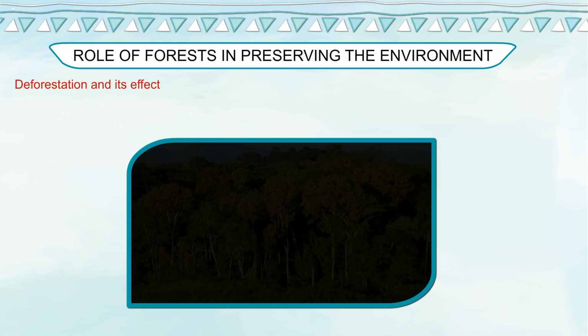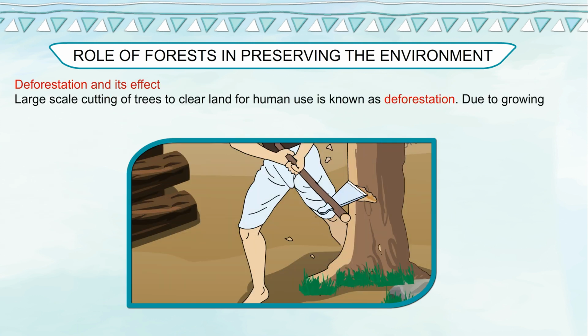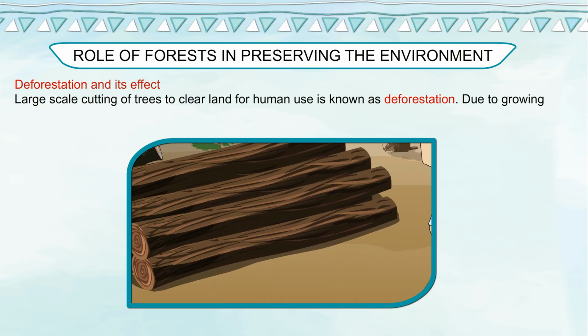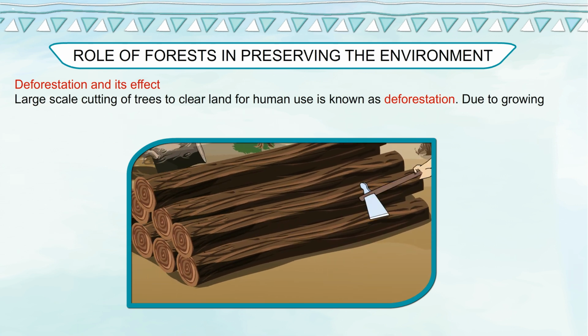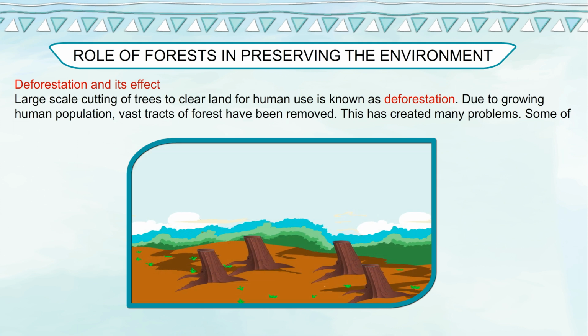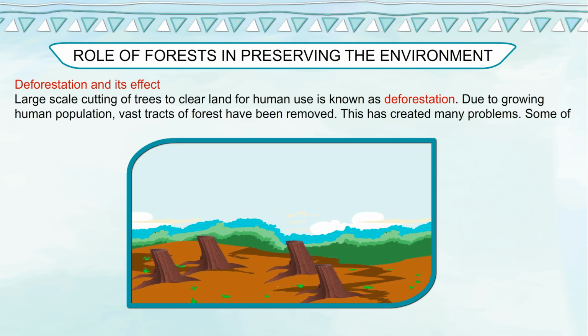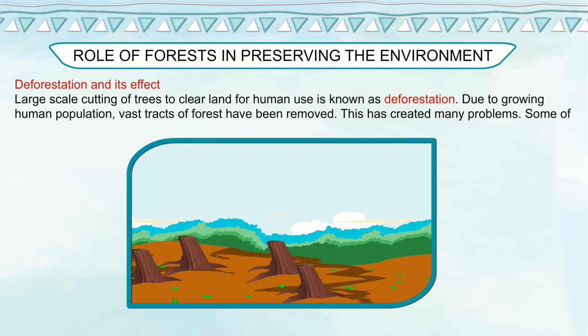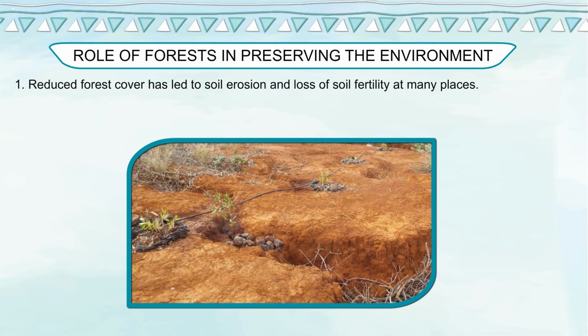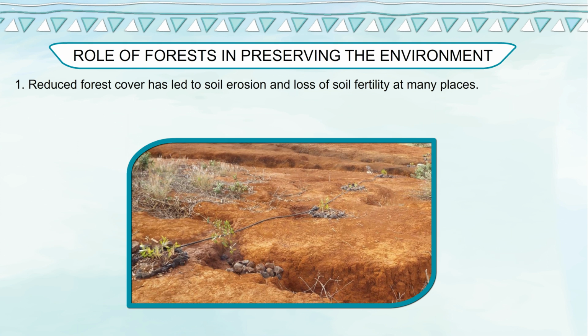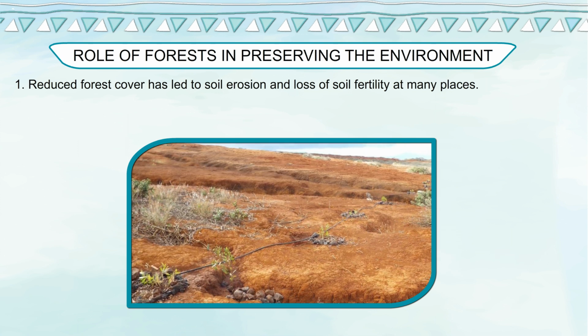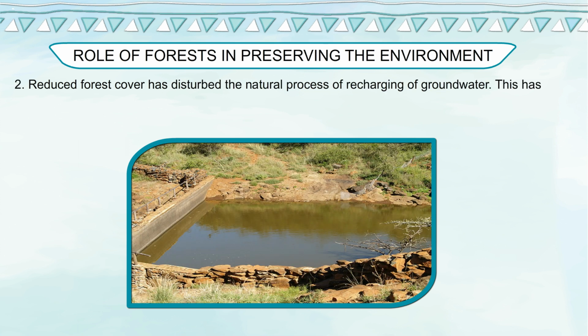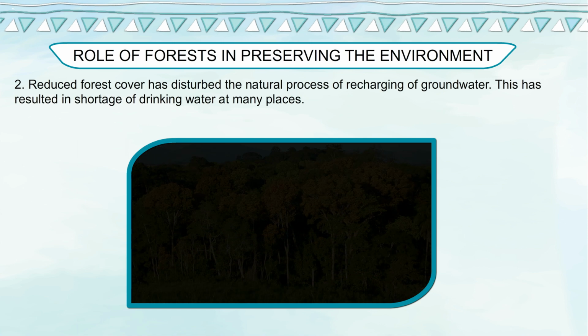Deforestation and its effect. Large-scale cutting of trees to clear land for human use is known as deforestation. Due to growing human population, vast tracts of forest have been removed. This has created many problems. Some of them are given below. Reduced forest cover has led to soil erosion and loss of soil fertility at many places. Reduced forest cover has disturbed the natural process of recharging of groundwater. This has resulted in shortage of drinking water at many places.